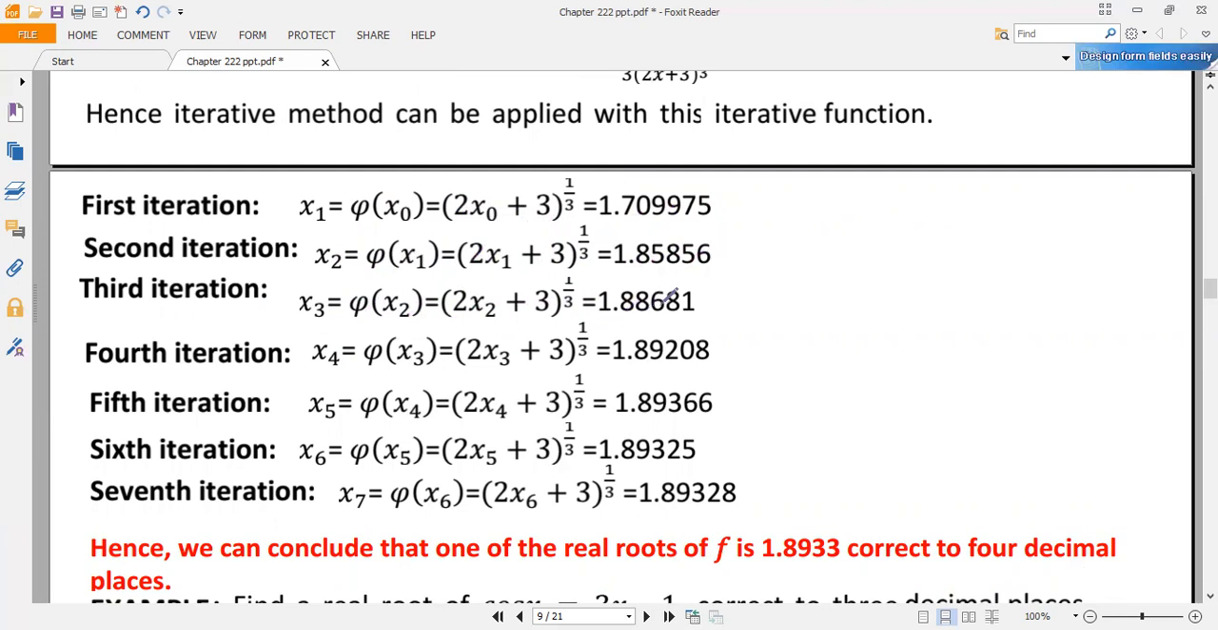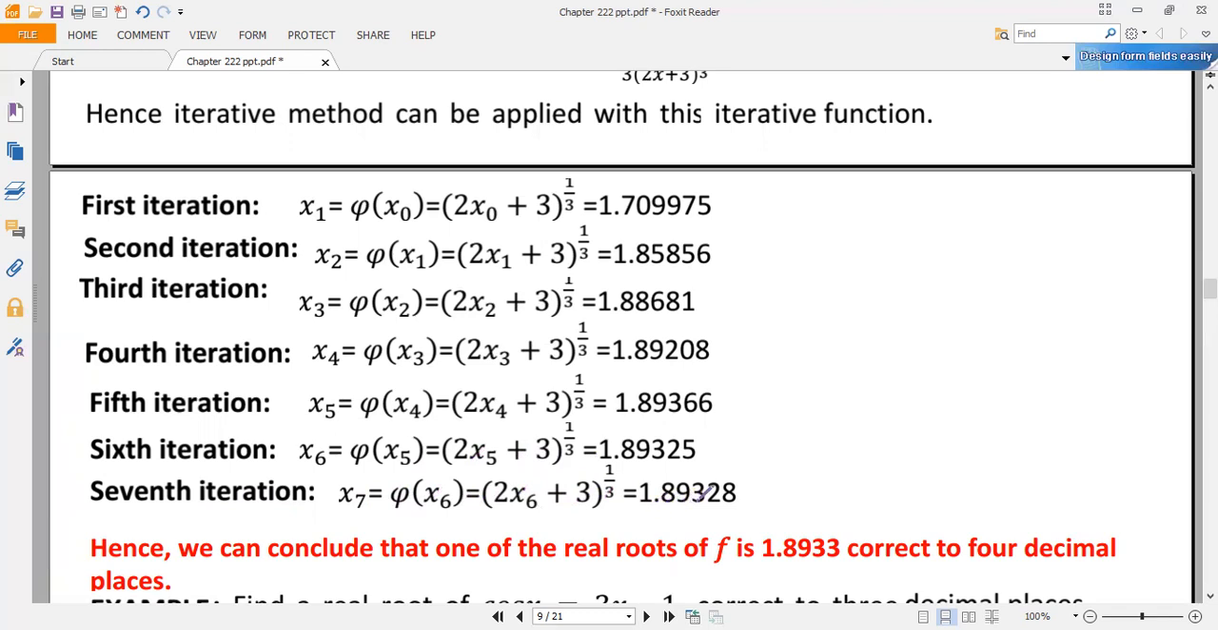And the third approximation, x3, using x2, is phi of x2, the cubic root of 2x2 plus 3, which is 1.88681. The next approximation, x4, is phi of x3, the cubic root of 2x3 plus 3, which is 1.89208. The fifth approximation, x5, is phi of x4, the cubic root of 2x4 plus 3, which is 1.9366. And the sixth approximation, x6, is phi of x5, the cubic root of 2x5 plus 3, which is 1.89325.